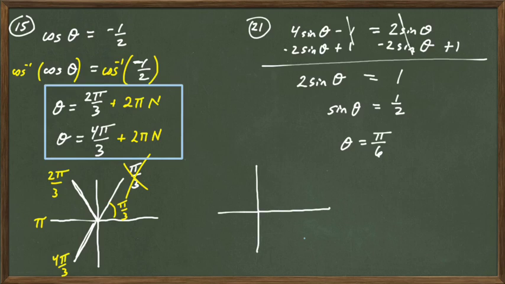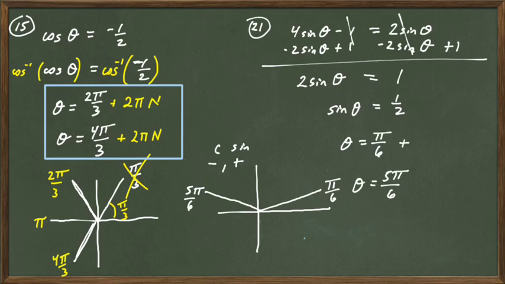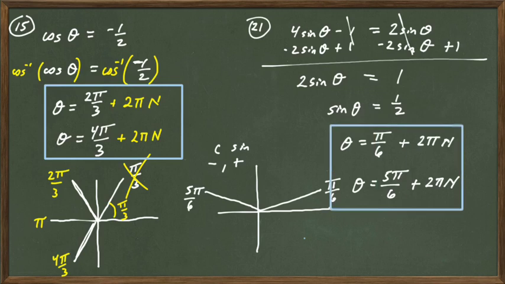Pi over 6 is in quadrant 1. Everything is positive in quadrant 1. So where else is the sine or the y value positive? I think quadrant 2 has the sine being positive. So 1/6 less than 6/6 would be what? 5/6. Why am I adding the period times n? Because they want all solutions, not just 0 to 2 pi, which is the next few problems.